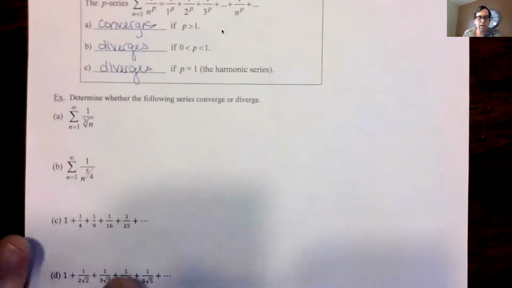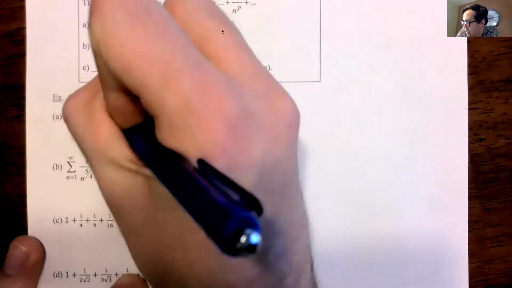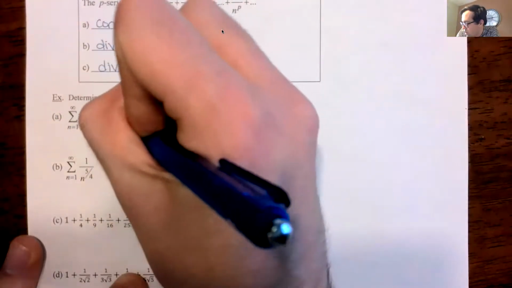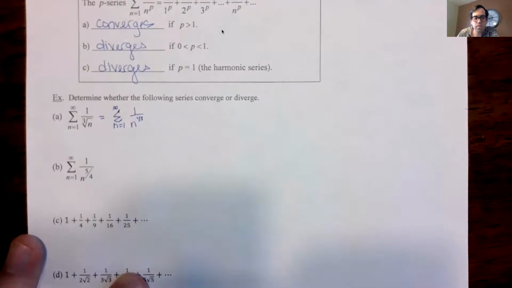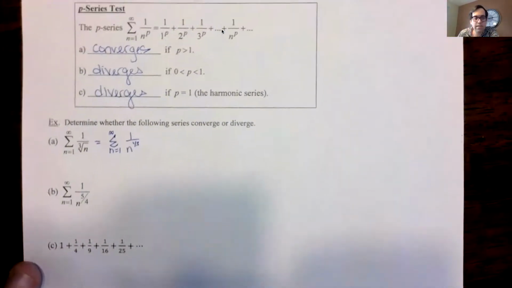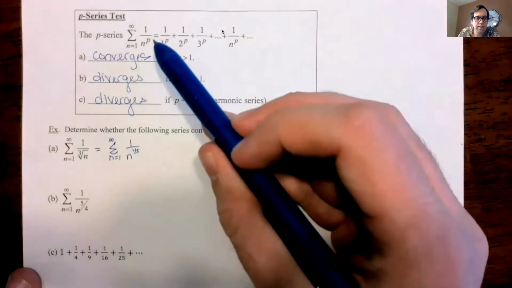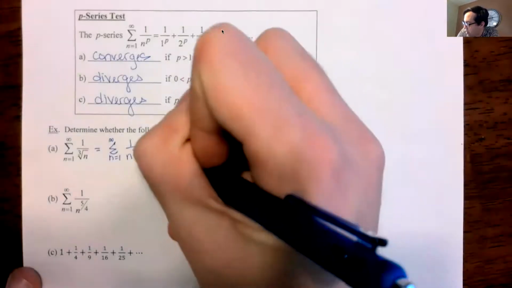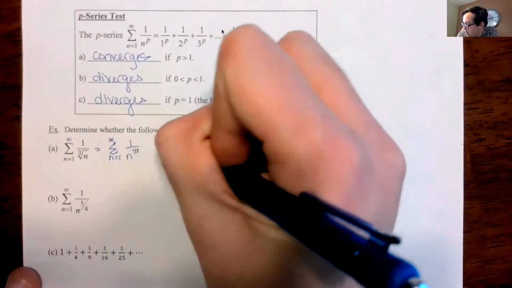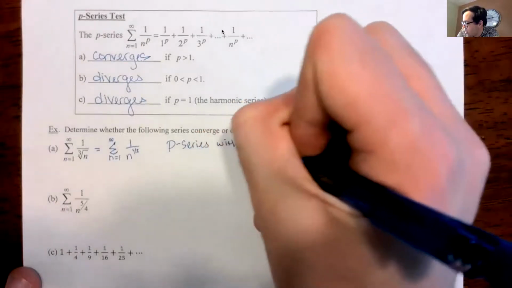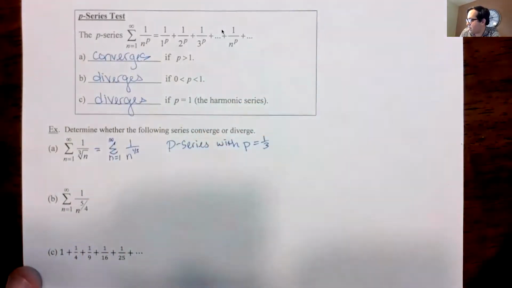So in letter A, I already told you we're going to rewrite this as 1 over n to the 1/3. And as hopefully you can see now, comparing that with this, the P is 1/3, right? So we have what we call a P series with P equals 1/3.